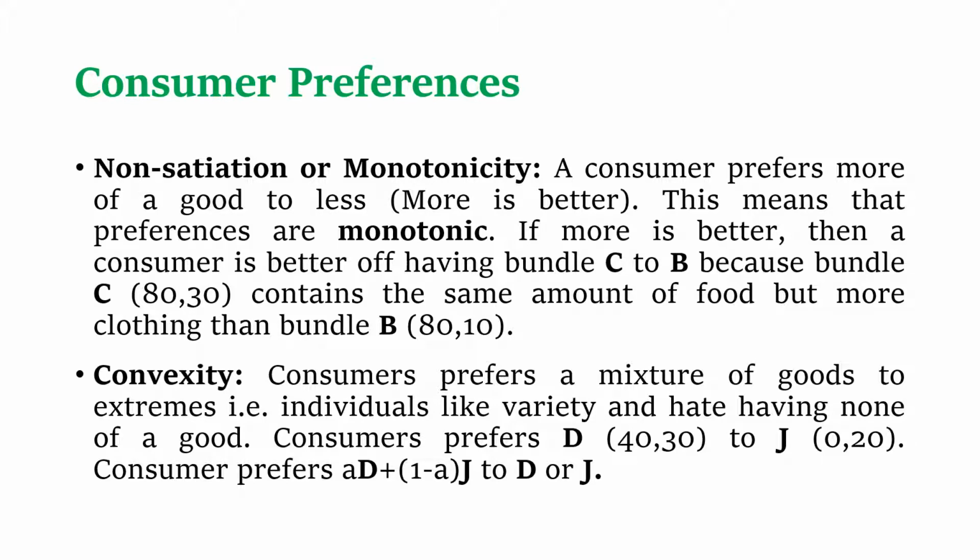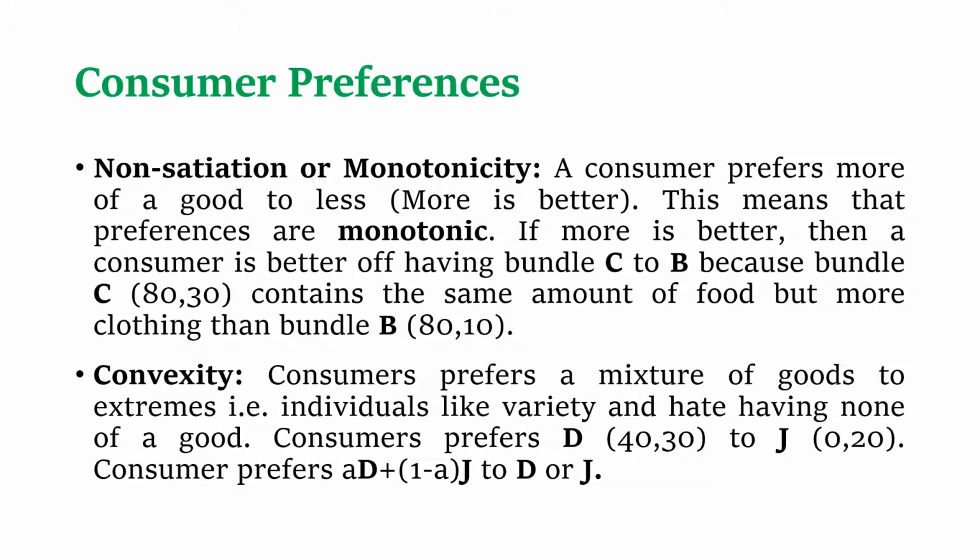That is to say, the consumer prefers more of a good to less of it. So more is better. That is the assumption, which means that preferences are monotonic. If more is better, then a consumer is better off having bundle C to bundle B, because bundle C contains the same amount of food but more clothing than bundle B. Bundle C has 80 units of food and 30 units of clothing, and bundle B has 80 units of food and 10 units of clothing.